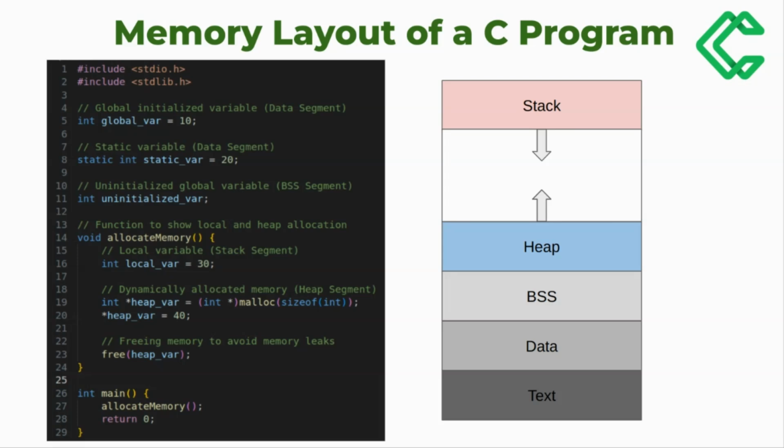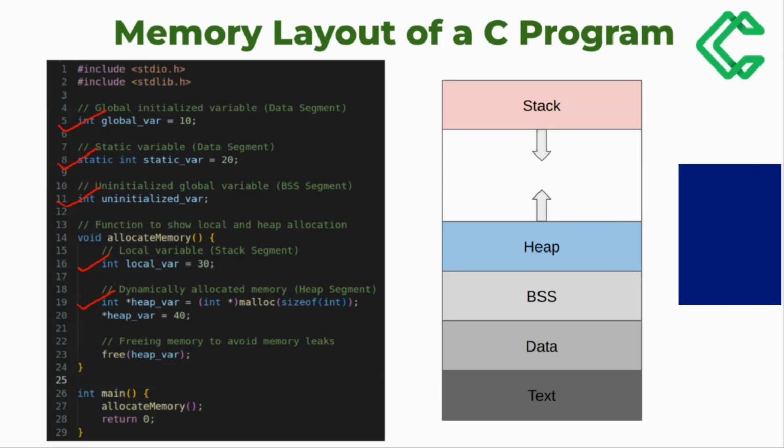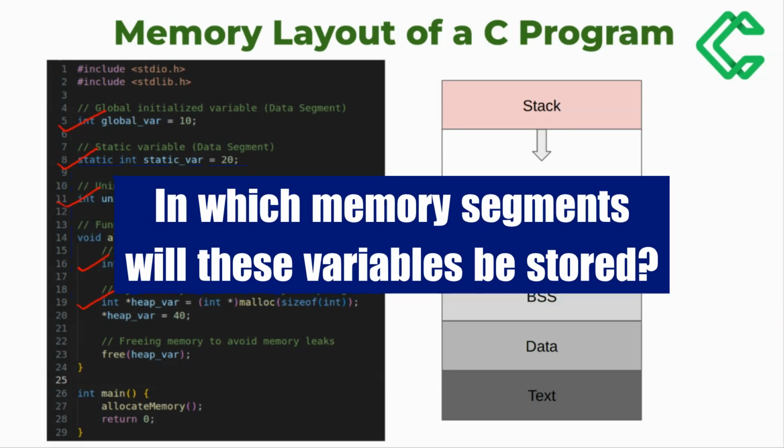Let's analyze this code to understand the memory layout of a C program. In this code, we have a global initialized variable, a static initialized variable, a global uninitialized variable, a local variable, and memory allocated through the heap using the malloc function. Can you guess in which segment these variables will go?